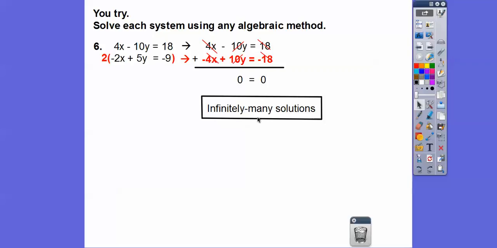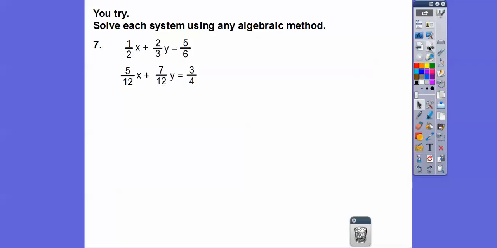There's infinitely many solutions. Don't say all real numbers, because there's infinitely many more solutions that are points that are not on both of those lines, but both of those lines share all the same points, so there's infinitely many points. All right, okay, let's try some with fractions here.